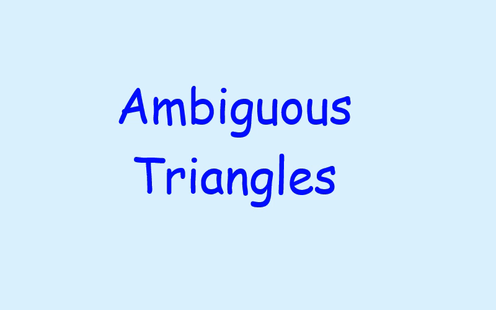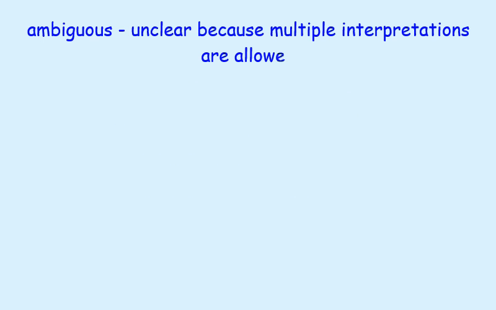In this video, we're going to have ambiguous triangles as our subject of choice. Ambiguous triangles go with the law of sines. Now, the word ambiguous means unclear because multiple interpretations are allowed. An example in language is anytime a word is used that you could take one of two ways.